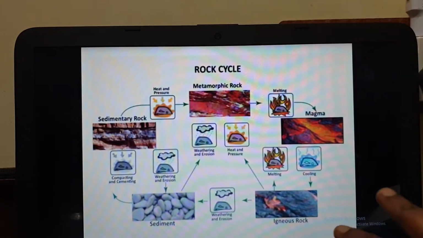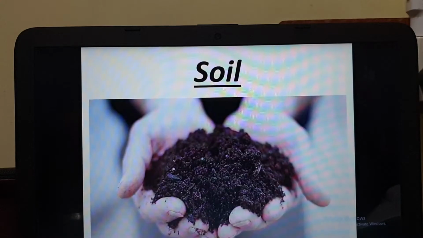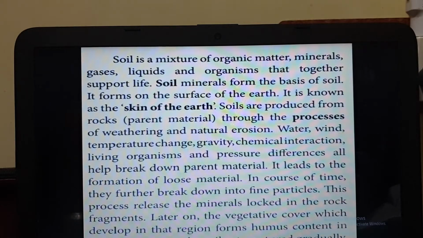So we have completed rock completely, right? Today we are going to start soil. We all know what soil is. By seeing this picture, you can clearly understand what soil is, isn't it? The hand is holding some soil, which is used for plants and trees to grow, isn't it? So we're going to see in detail about this soil.